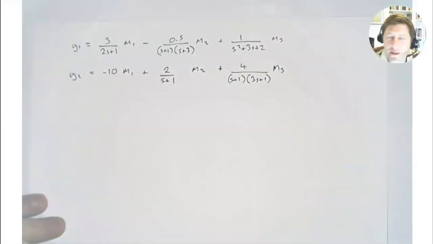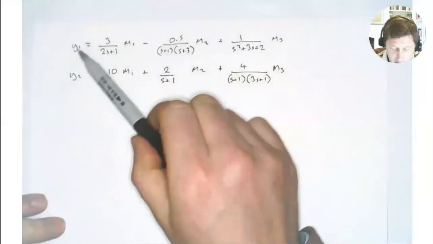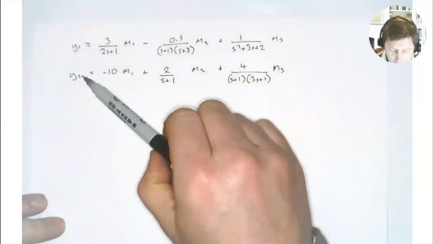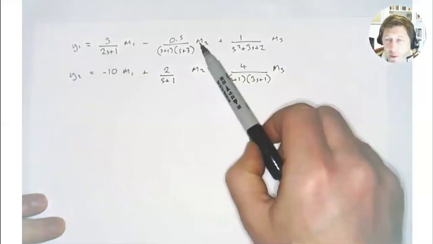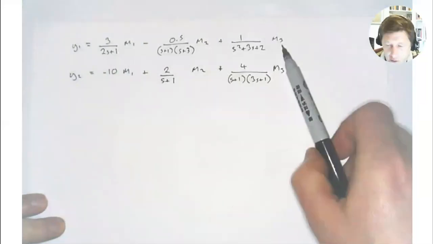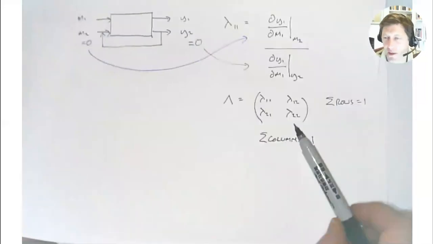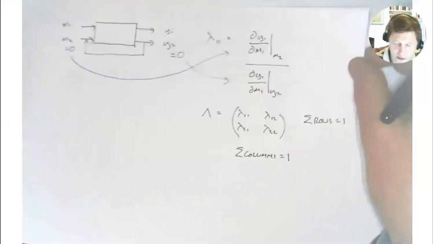Okay, so that's the Laplace transform of the differential equations that describes the system. And this time we notice that we have 2 outputs, y1 and y2, and we've got 3 inputs, m1, m2, and m3. And we noticed about the relative gain array that we can only do that as a square matrix. So what do we do in that case?